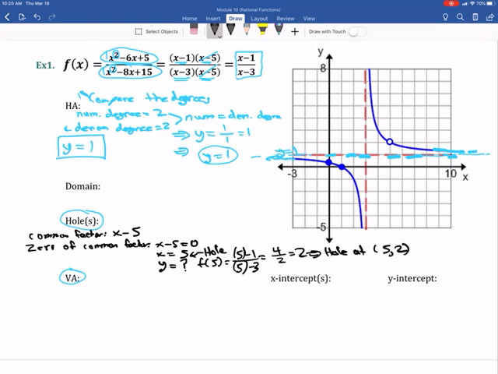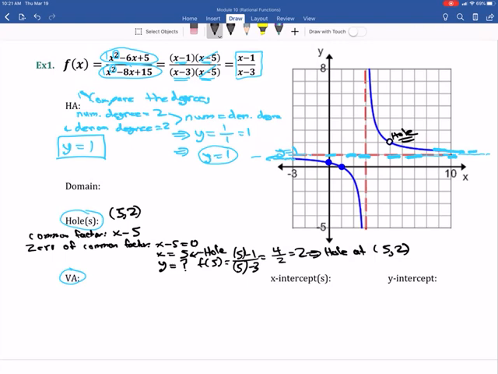And you can see that here. There's the hole in that graph. So our hole, we have 1. There's one common factor. And that common factor, again, is x minus 5, which produces 0, or 5, which is the location of that hole. So again, 5, 2. Now with that, let's go back to the vertical asymptote.